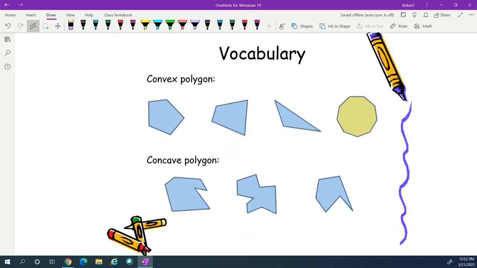So a couple examples of convex and concave. You can see in convex, if we think about any corner, they point out. So if it was an arrow, it's pointing out, where concave has at least one that points inward. So again, just some examples.